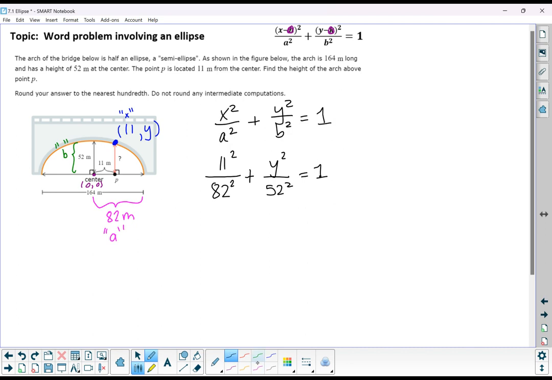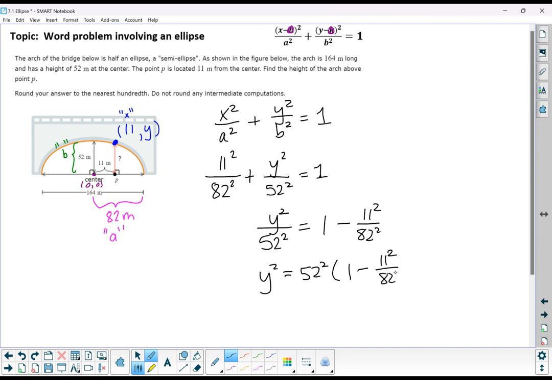So if I'm getting that y squared by itself, the first thing that I would do is some subtraction. 1 minus 11 squared over 82 squared. Easier to just keep that fraction like that and not worry about getting a decimal answer yet. So right now the y squared is divided by 52 squared. So I'm going to multiply both sides of my equation by 52 squared. So here's what I have when I multiply by 52 squared, and now I'm ready to evaluate it in my calculator.